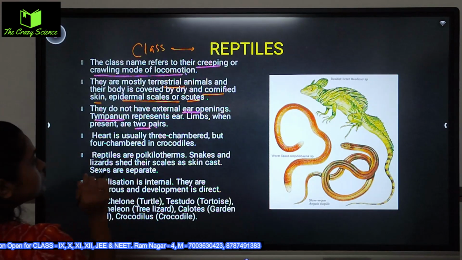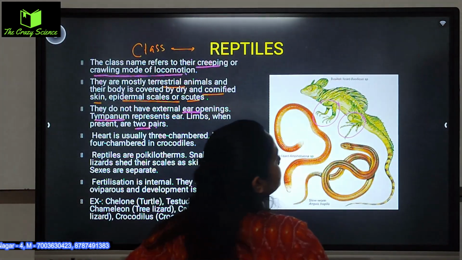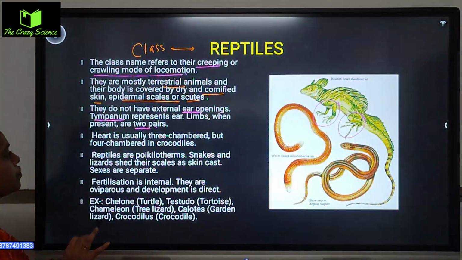And limbs, when present, are two pair. So the limbs are also there, so there are two pairs. This is one pair of limbs and this is another pair of limbs. Okay, four limbs total.